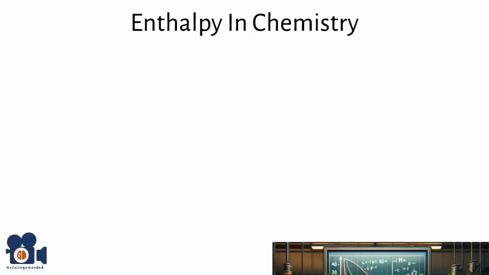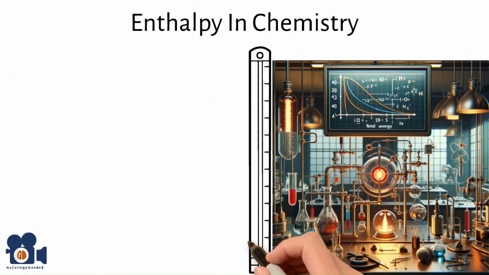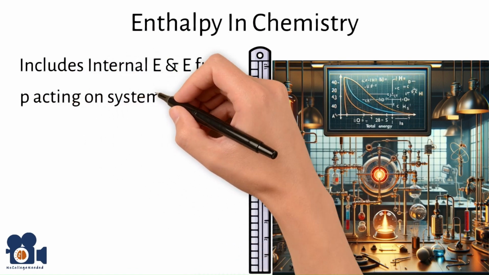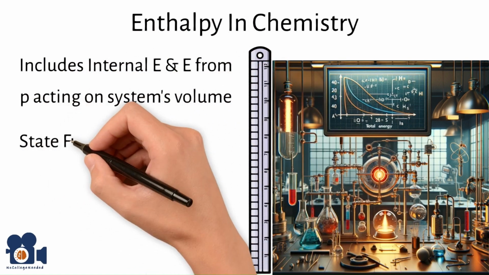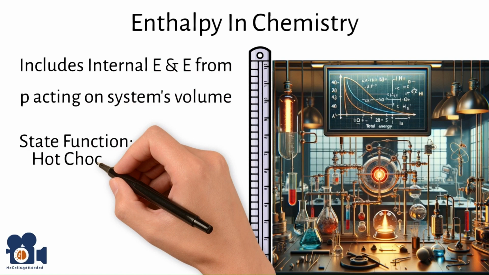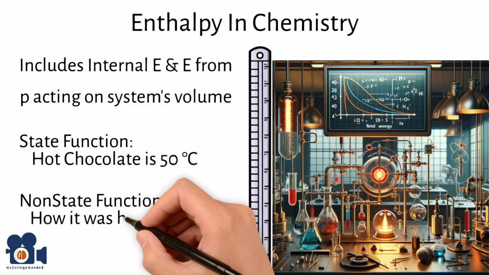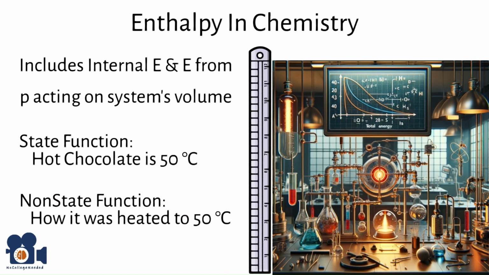Enthalpy in chemistry is a measure of the total energy of a thermodynamic system. It includes the internal energy and the energy established from pressure acting on the system's volume. Enthalpy is a state function, a property that only depends on a system's current condition, not how it got there, like temperature or pressure, and is denoted by the symbol H.